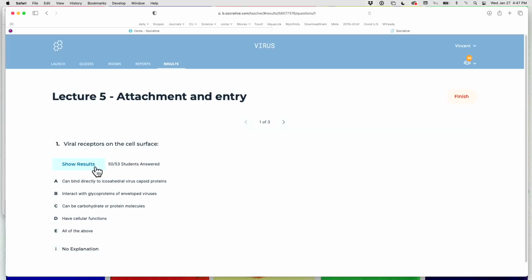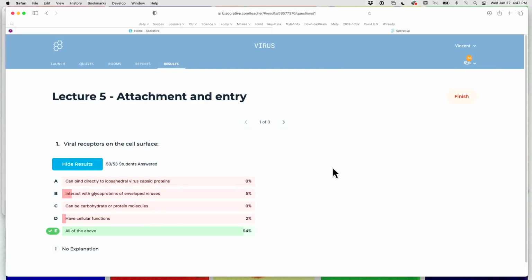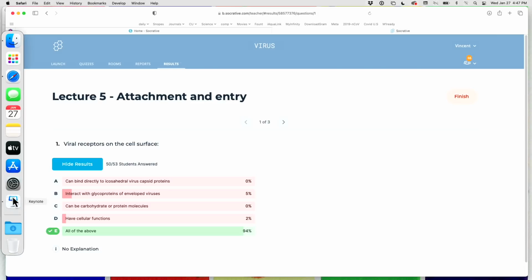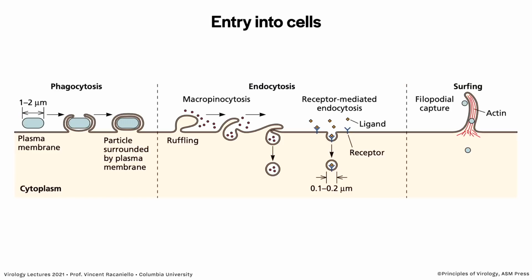All right, let's see how we did here. 94% of you got the right answer, all of the above. Everything here is right. They bind directly to icosahedral capsid proteins, or they can interact with glycoproteins. They can be carbohydrate or they can be protein, and they do have cellular functions for sure. But they're all correct.